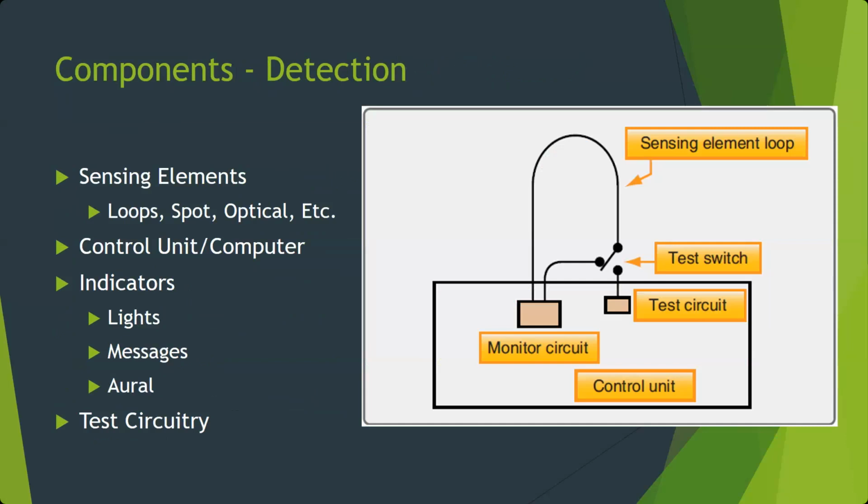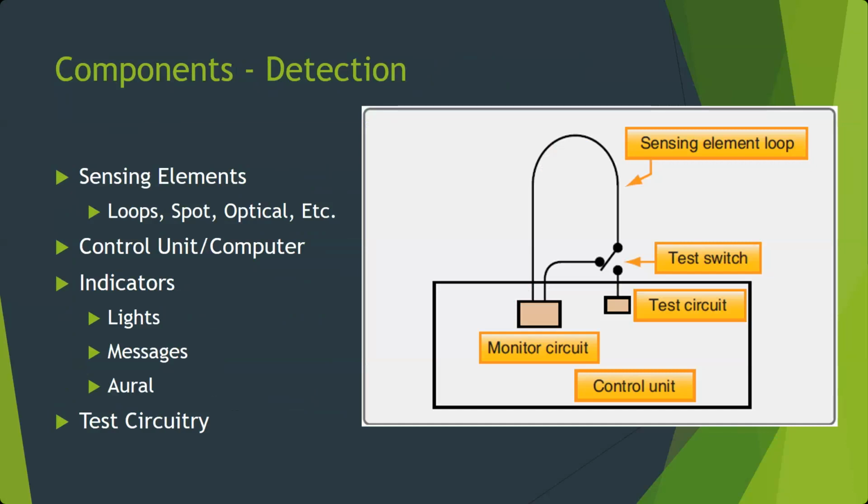The detectors that do this, the different components: we have to have some kind of a sensing element, loop, spot, optical, infrared, etc. We've tested all these on our board. Those will tie into a control unit or a computer that controls and monitors what's going on. And then that's going to put out a signal to the crew if there's something amiss. So things like indicator lights, bells, horns, messages, other aural warnings. And then finally, remember, there's that requirement for built-in test equipment, so the test circuitry itself.